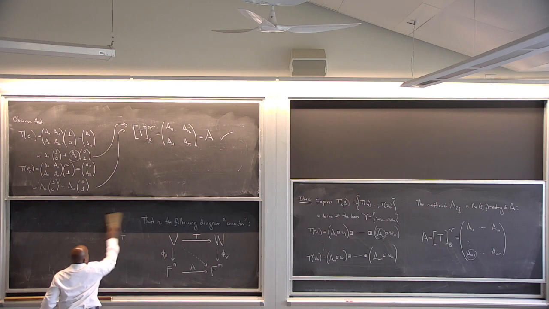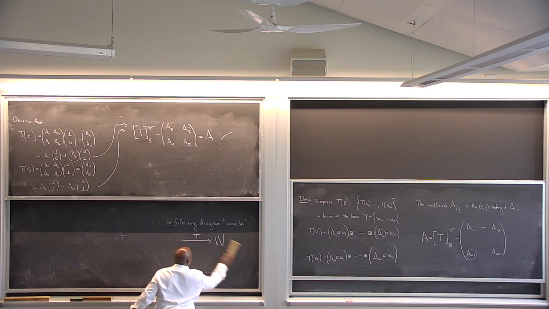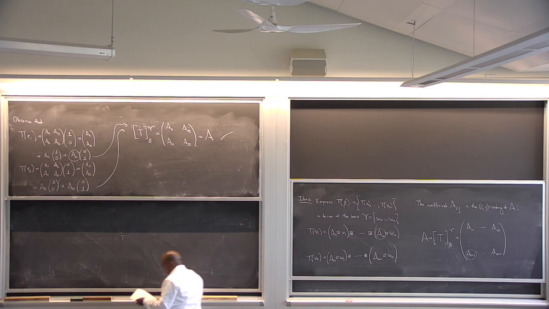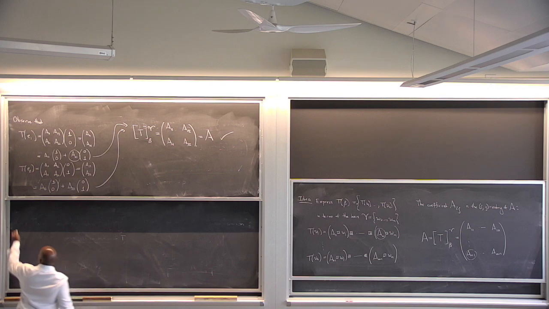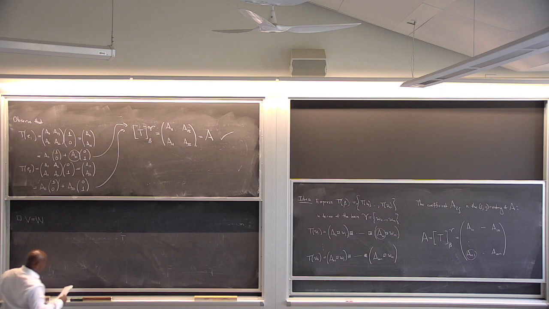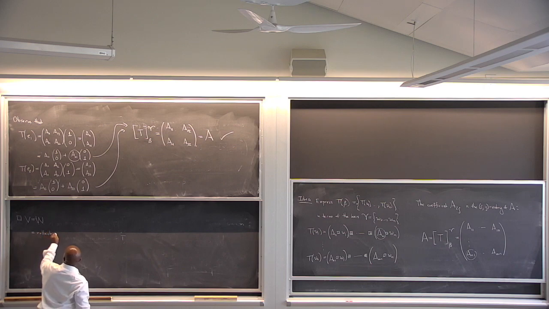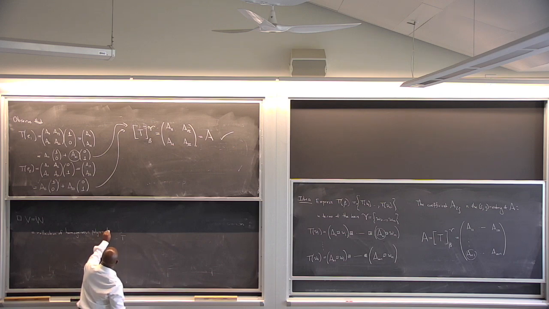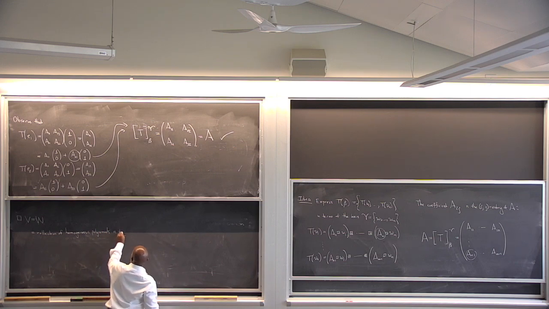Now let's do a second example that's a bit more interesting. Now, let's let V and W both be the same. And I want this to be the collection of homogeneous polynomials in two variables.